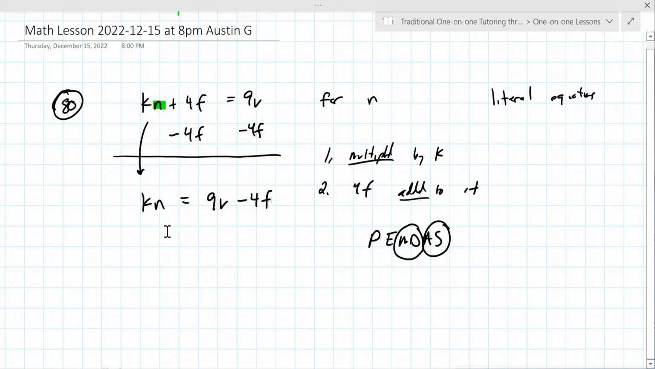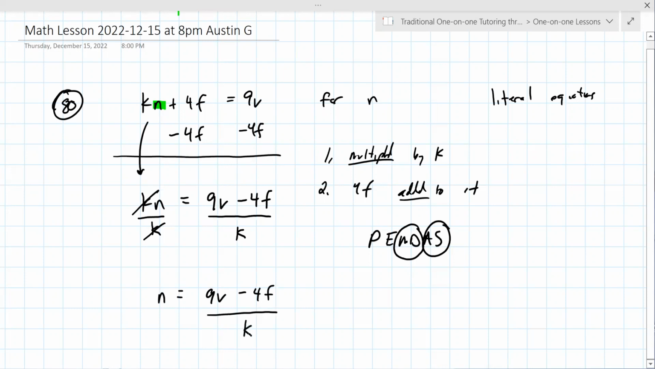That tells you the math operation. You undo multiplication with division. You divide both sides by k. So the k's cancel on the left, and that is your final answer: n equals 9v minus 4f, divided by k.